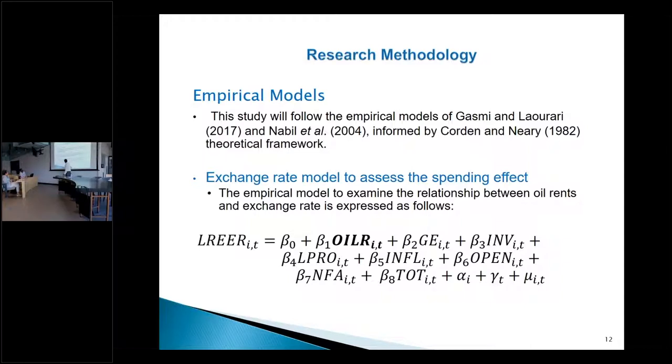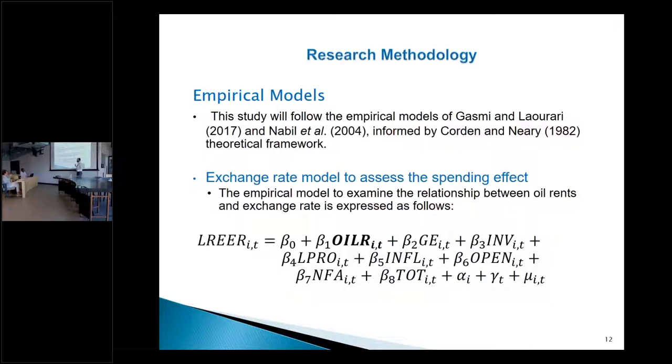But this one, the same beta, the coefficient, tells us the degree to which the independent variable affects the dependent variable. This alpha, the country fixed effect, refers to specific country fixed effects, and can capture all variables not included in the model which might affect y.